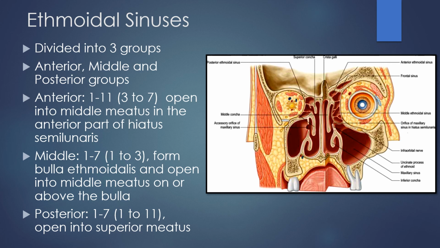The middle are 1 to 7, they form an elevation in the middle meatus of the nose that is called the bulla ethmoidalis, and open into the middle meatus on or above the bulla. The posterior are 1 to 7 and these open into the superior meatus of the nose. So anterior and middle open in the middle meatus of the nose while posterior open in the superior meatus.